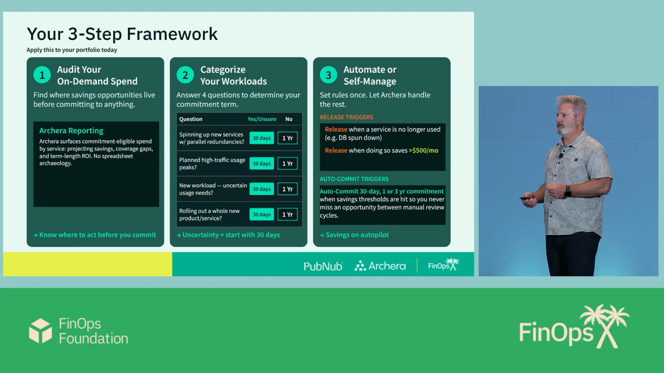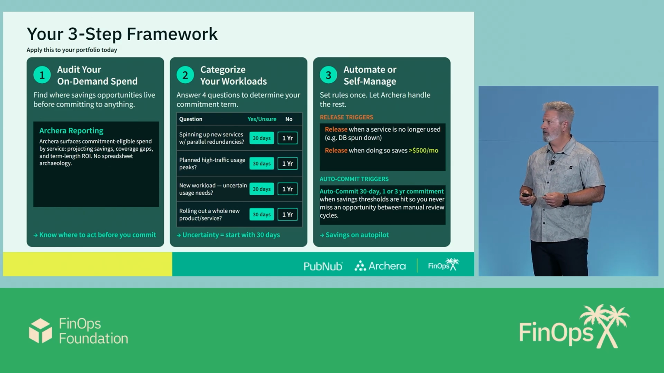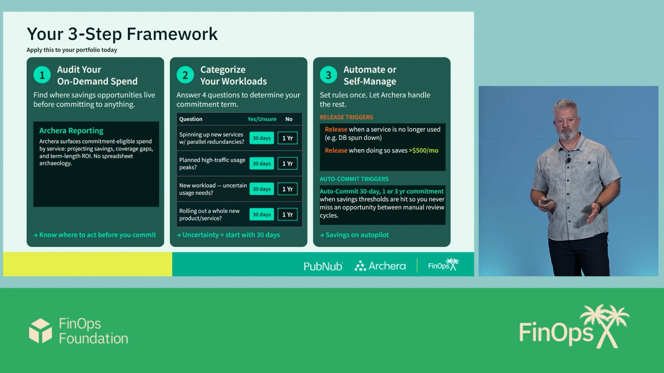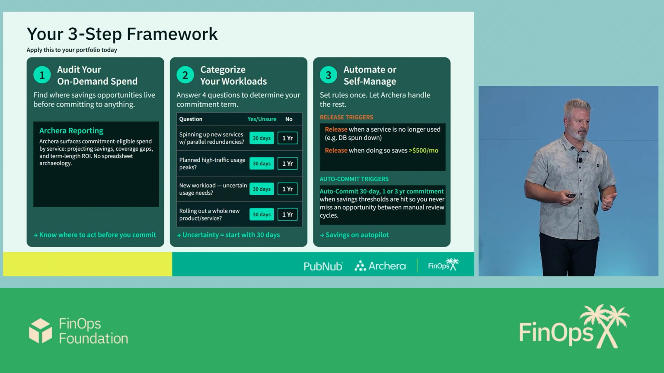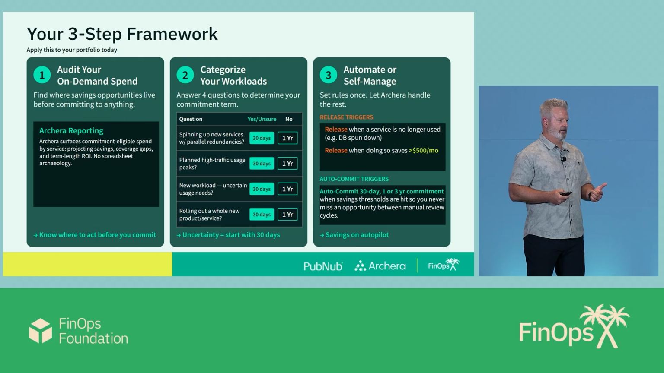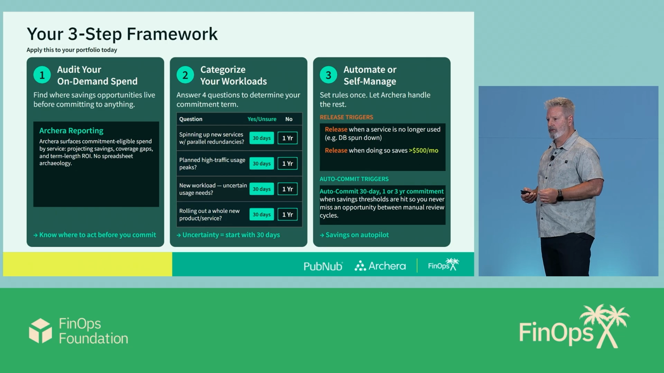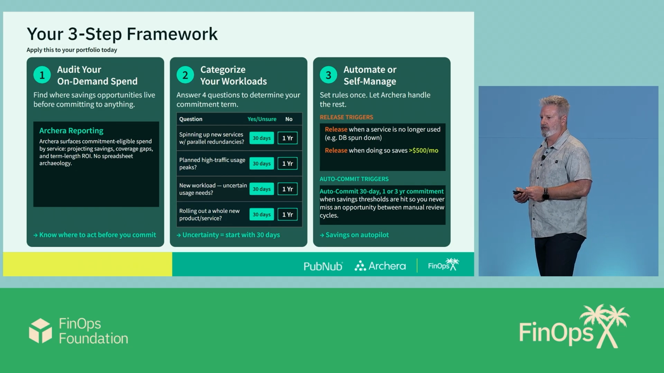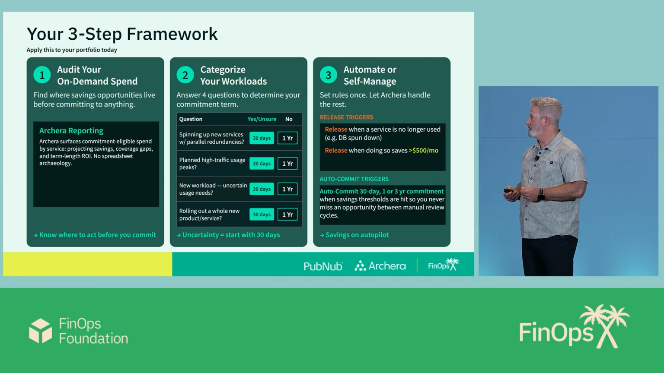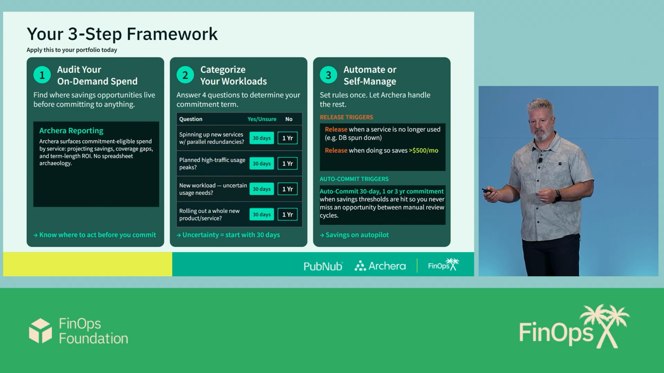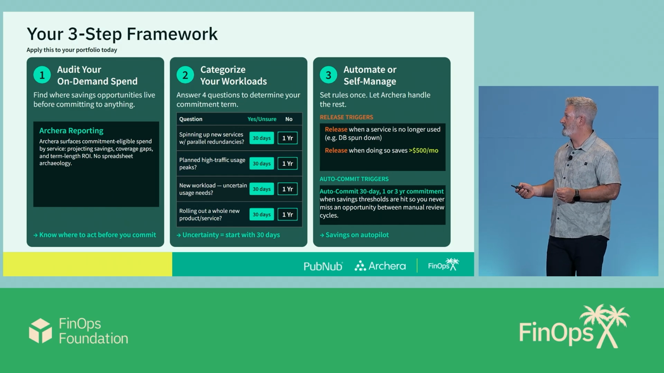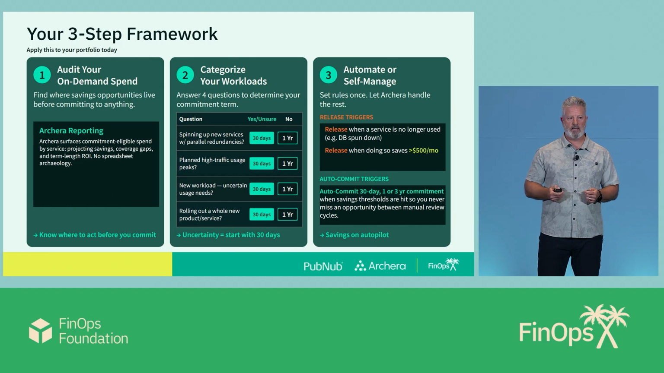So when you have this kind of on-demand spend, it's very helpful to know where it's coming from. Is it this particular product? Is it this service? Is it a customer? Is it in a region? You might have virtual or real tags you're using to track these different things. And that really leads us into the second step of this framework, which is being able to categorize your workload.